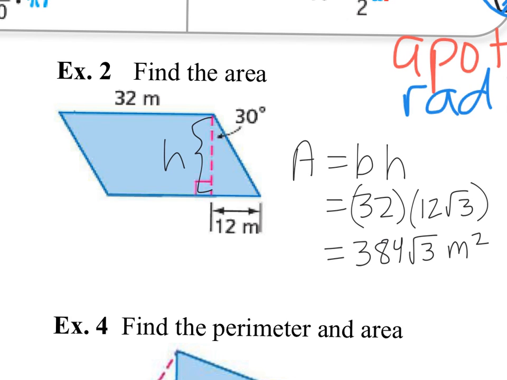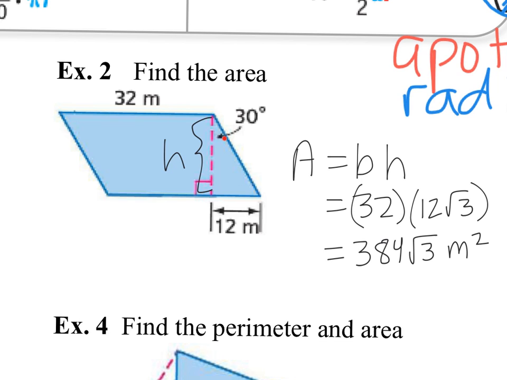Example number 2 is also a parallelogram. So to find its area, we'll take its base times its height. The base is 32, okay? And then the height of this parallelogram is also the long leg of this 30-60-90 right triangle.